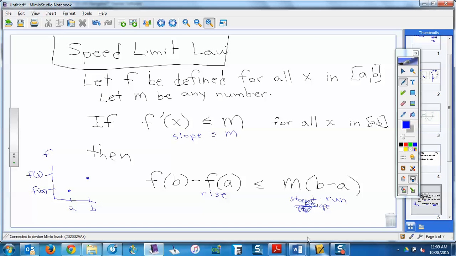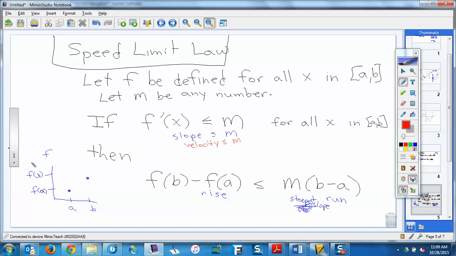That's what it's saying. Now, let's put it into speed limit language. Let's put it into car language. Okay, so instead of slope, let's call it velocity, or rate of change. Velocity is less than or equal to m. So now m's not our steepest slope, but it's the fastest we go, right? So m is like our fastest speed, our top speed. We're told that. Then what would this be?